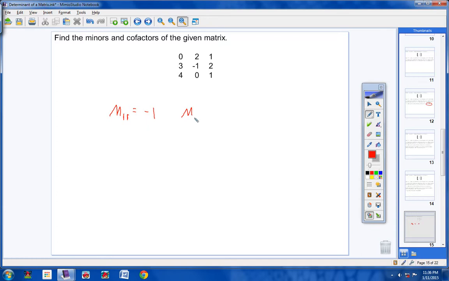Let's go on to minor number 12. That's row 1, column 2. So this number here, row 1, column 2. So because I circled this number here, I'm going to cross off this row and this column. So my matrix is 3, 4, 2, 1, okay? Multiply up 8, I'll put it negative 8. Multiply down 3, combine those, I get negative 5, okay? All right, moving on to my next minor.